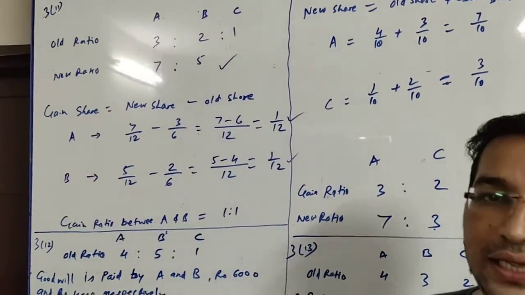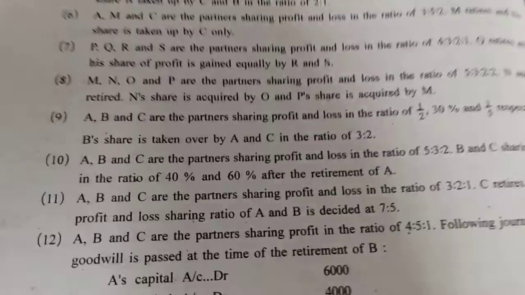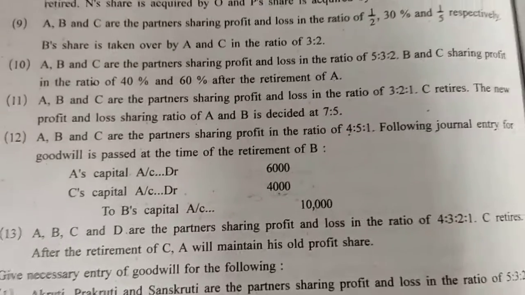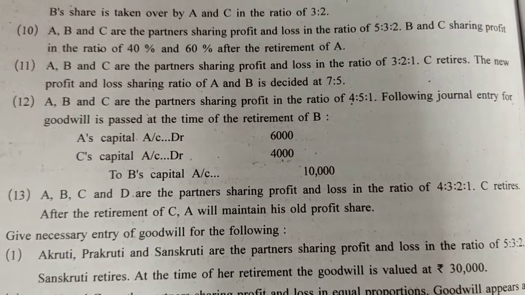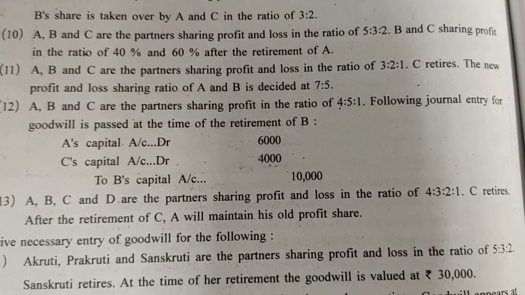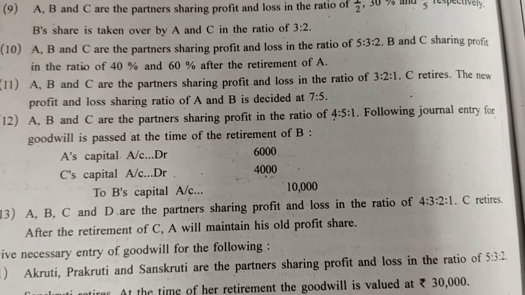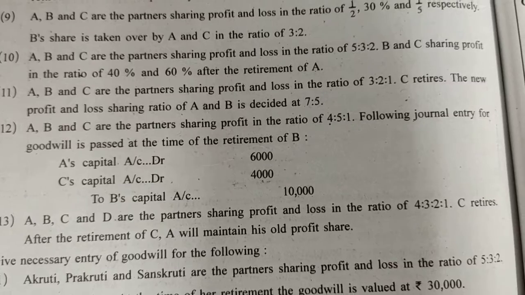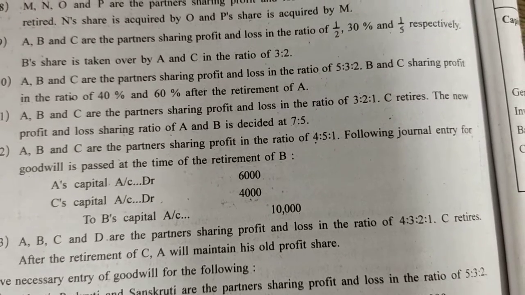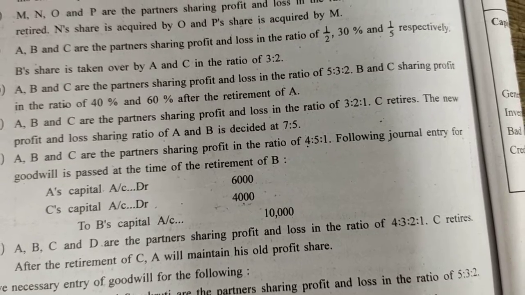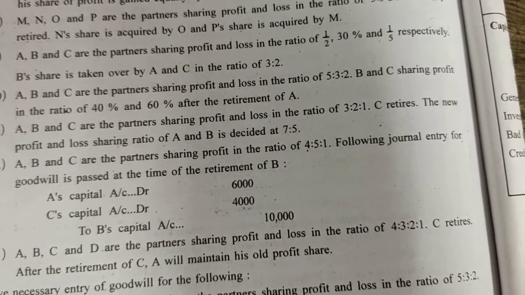Okay, let's see sum number 12. A, B and C are partners sharing profit and loss in the ratio of 4:5:1. The following journal entry for goodwill is passed at the time of retirement of B. A's capital account debit, C's capital account debit to B's capital account. 6,000, 4,000 and 10,000.